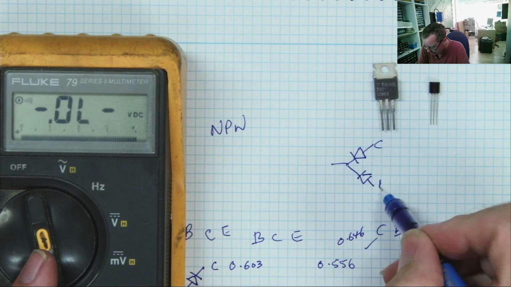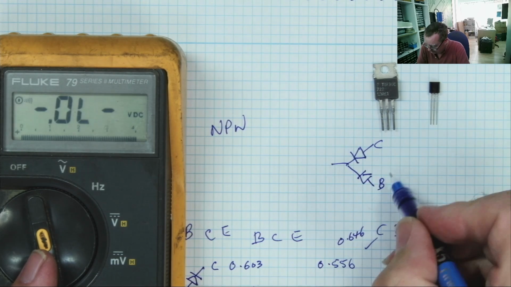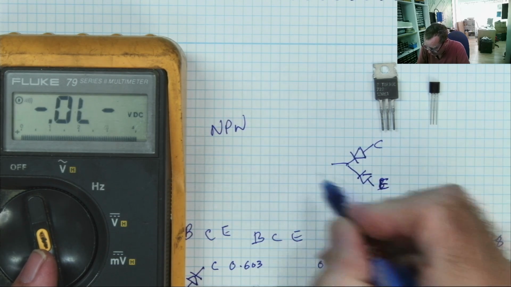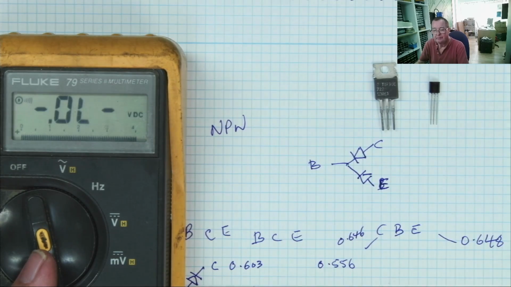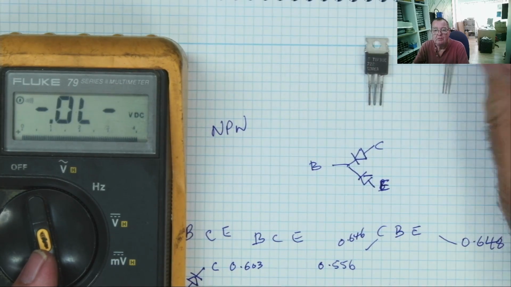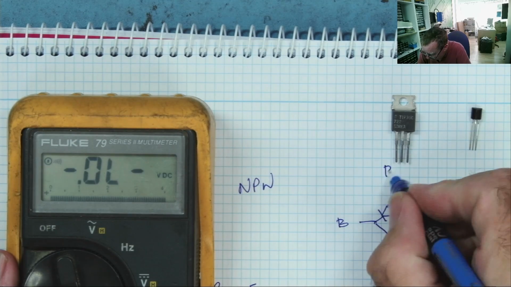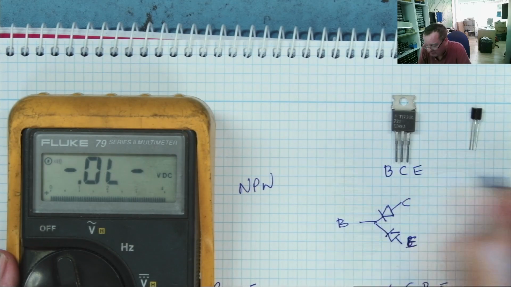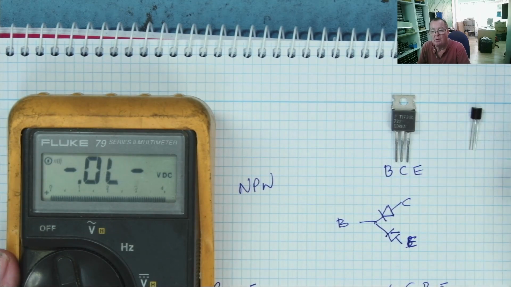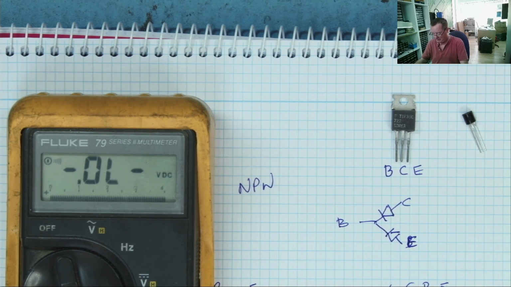Collector, base, sorry, collector, emitter, base. Because this is the TO220, we can almost certainly say the pins are B, C, E in alphabetical order, and this one could be anything again. So let's look at this. So we can think logically.